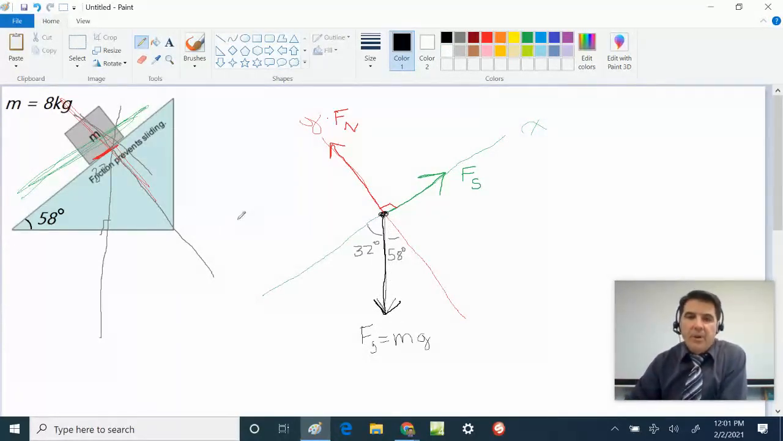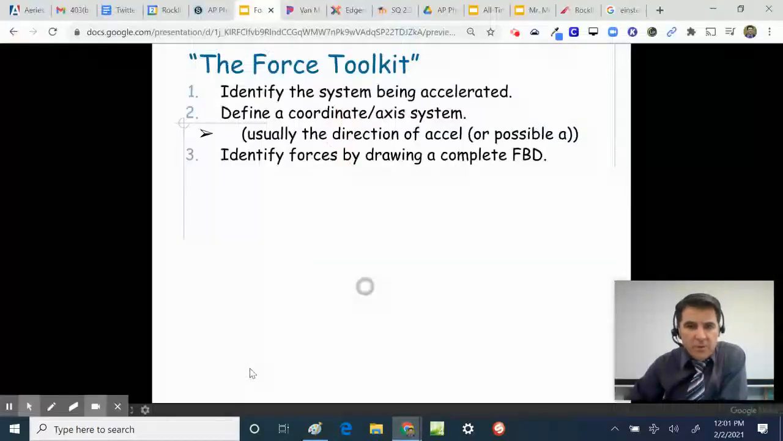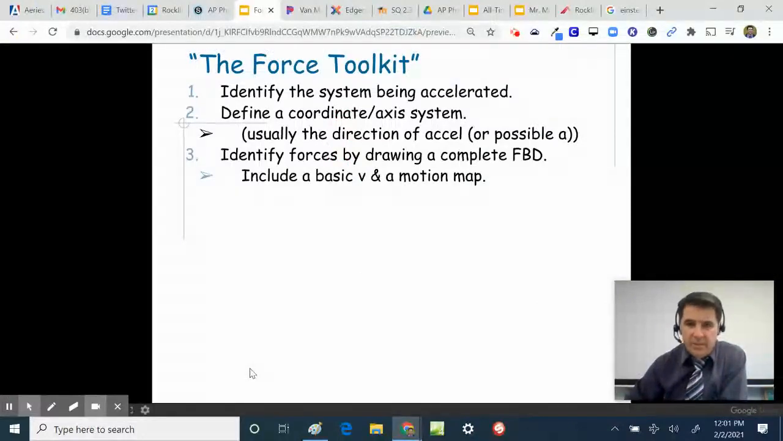There are no other real forces present in this problem. However, that leads us to our next step because this one is out of axis. This force is out of my axis. I got my x and y axis here, but this one is out of the axis. Really I want to treat everything just in the two axes, the two planes, the y axis and the x axis. If we go back to the next step, it says include a basic velocity and acceleration motion map.